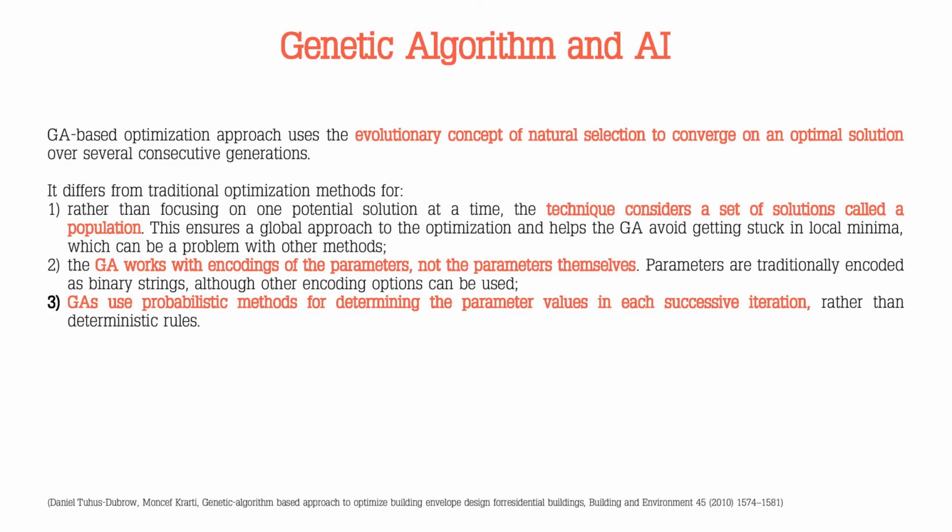Number two, the genetic algorithm works with encoding of the parameters, not the parameters themselves. Parameters are traditionally encoded as a binary string, although other encoding options can be used. Number three, genetic algorithms use a probabilistic method for determining the parameter value in each successive iteration rather than a deterministic rule. Again, this is a very interesting point of the genetic algorithm, because a probabilistic method is much more open than a deterministic one. This is a winning point of the genetic algorithm.